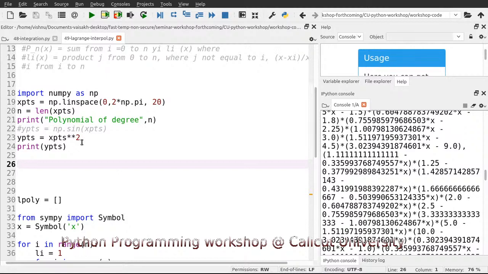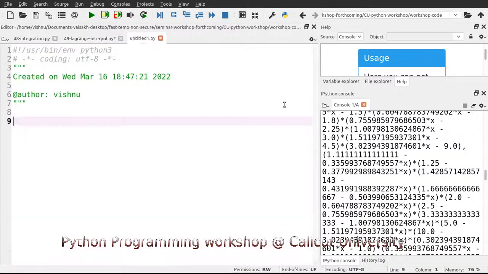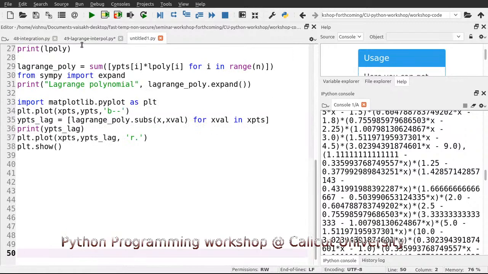X points are here, so Y points. Okay, let me just once again take two instead of doing all these things so that we can easily find out whether we are doing it correctly or not. So print X points, print. I'm just removing all these things. I'm not removing, I'm going to place it somewhere here so that I can copy and paste back.